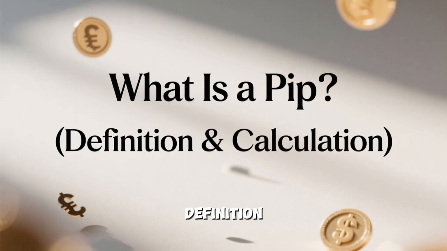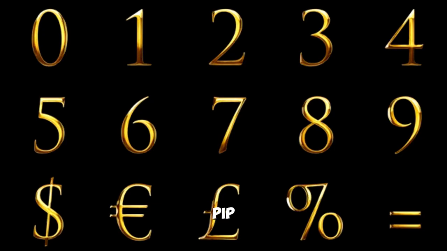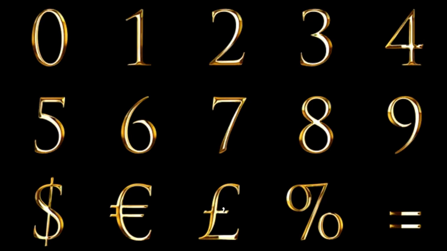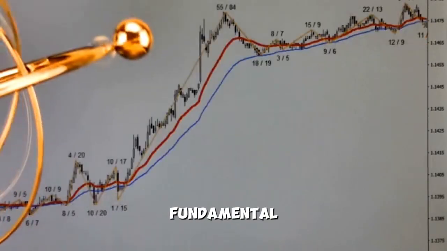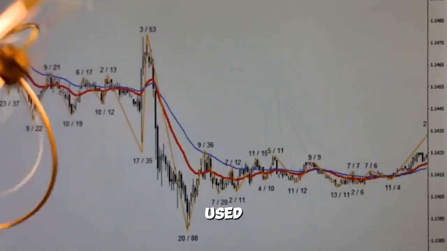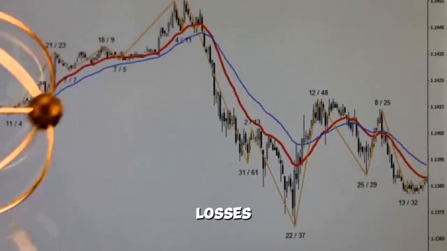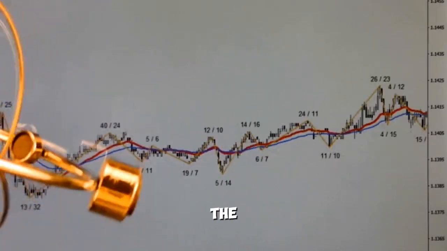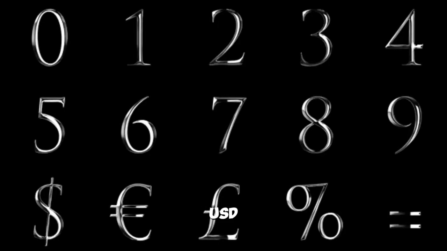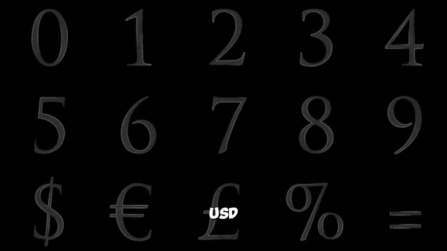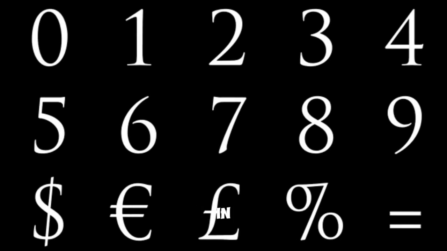What is a pip? Definition and calculation. A pip stands for percentage in point and represents the smallest standardized price movement in a currency pair. Understanding this unit is fundamental because it's the metric used to measure your profits, losses, and the overall volatility of the market. For most major currency pairs, like the EUR/USD or GBP/USD, the pip is the fourth decimal place in the price quote.